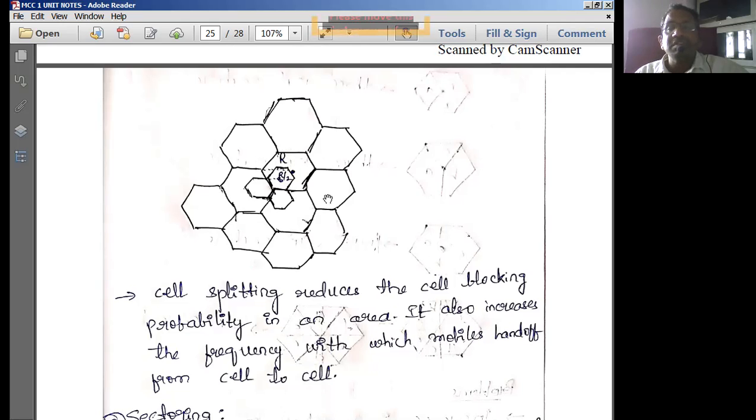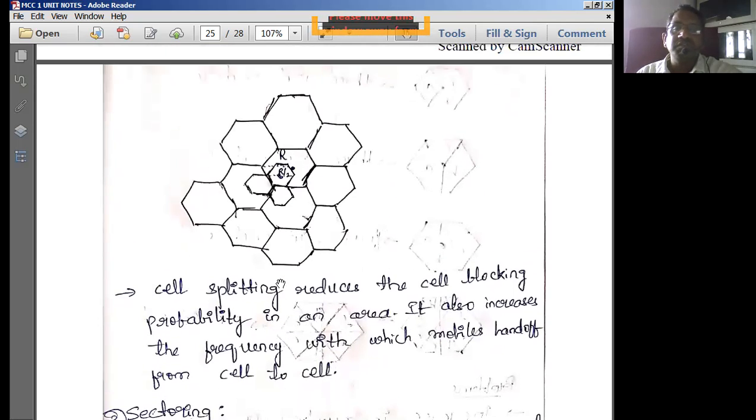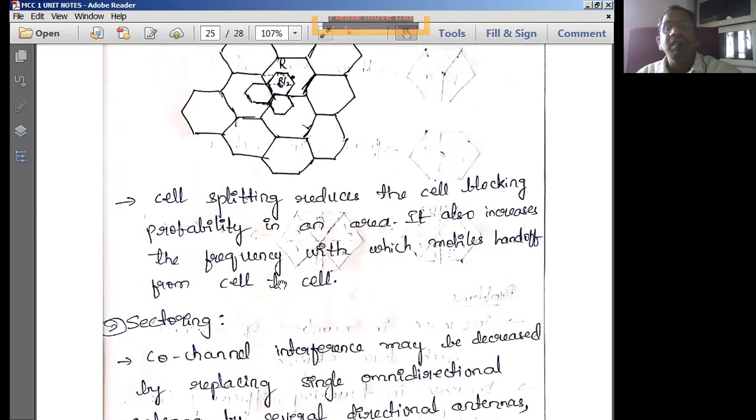You can see the small cells here, r by 4 radius, which is very small now. Like that, we can further decompose and penetrate into more subcells, until we provide service to many subscribers. The more the subscribers, the more revenue is generated for the service providers. Therefore, that is the reason why subscriber services have to be increased. This is one of the mechanisms, called cell splitting, using which we provide services to many users. Cell splitting reduces the call blocking probability in a particular area. In certain areas the signal may not go, so in that area we incorporate these small cells.